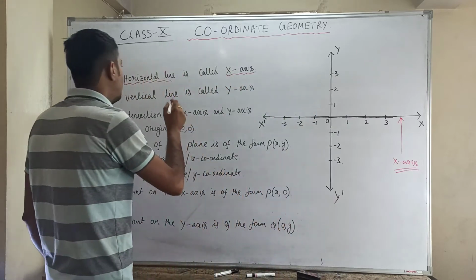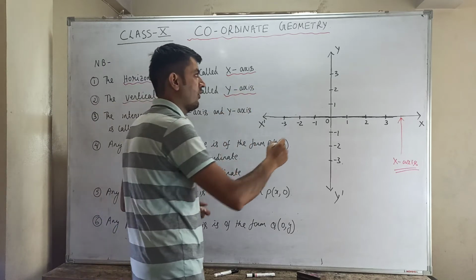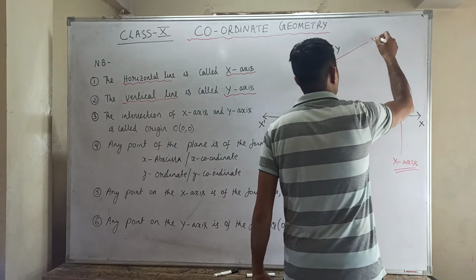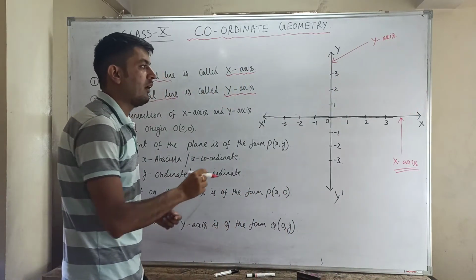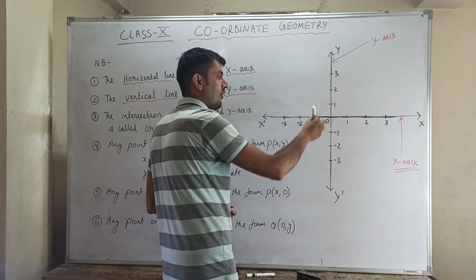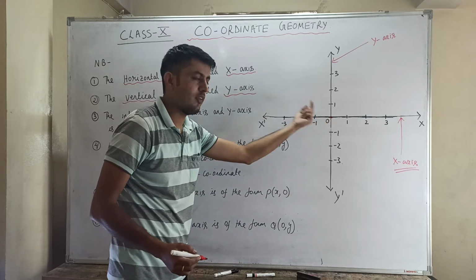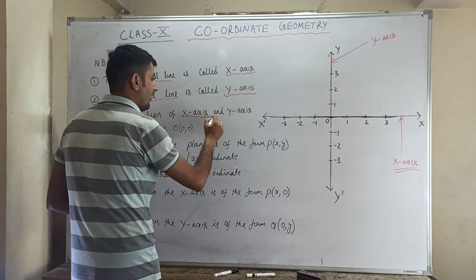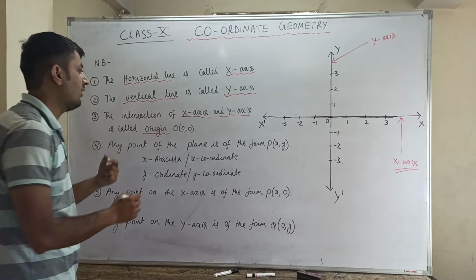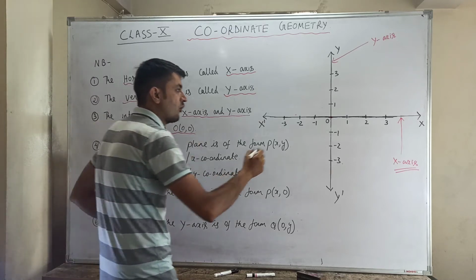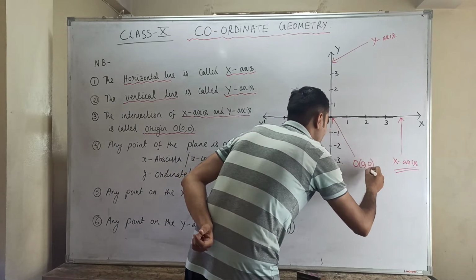The next, the vertical line. The vertical line is called the y-axis. So this is your vertical line, it is called your y-axis. The next, the intersection of x-axis and y-axis. Where do they intersect? They intersect at this point. The intersection of x-axis and y-axis is called your origin, and it is denoted by O(0, 0). So the coordinate out here is O(0, 0).